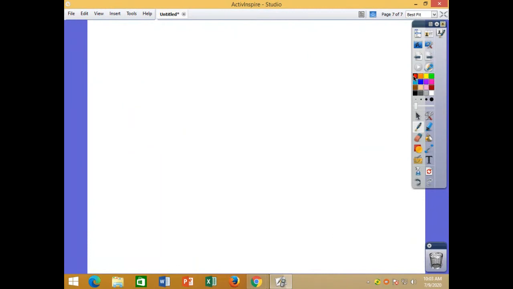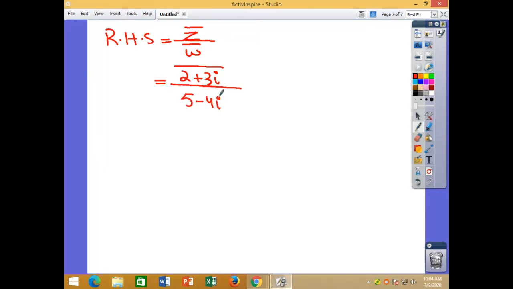The right hand side is z conjugate into w conjugate. First of all, we write the value of z. The value of z is the conjugate of 2 plus 3 iota, and in divisible form we have the conjugate of 5 minus 4 iota. First we take the conjugates and then we divide both the numbers. Conjugate of 2 plus 3 iota becomes 2 minus 3 iota. Conjugate of 5 minus 4 iota is 5 plus 4 iota.